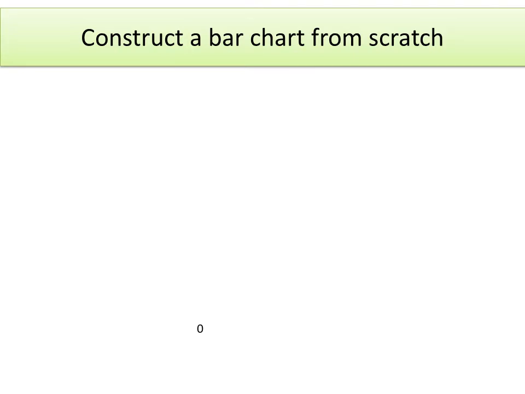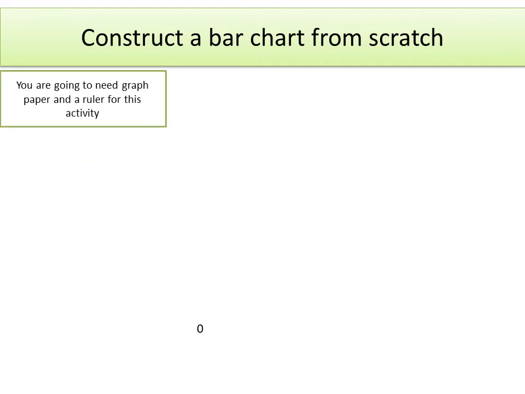Okay, so now we are going to learn how to construct a bar chart from scratch, and we are going to do this together. You will need graph paper and a ruler for this activity. We are going to start by drawing the x-axis, the horizontal line at 20 centimeters. Then we are going to mark some lines every 3 centimeters on the x-axis, just like this, to make some space for where we are going to put the bars.